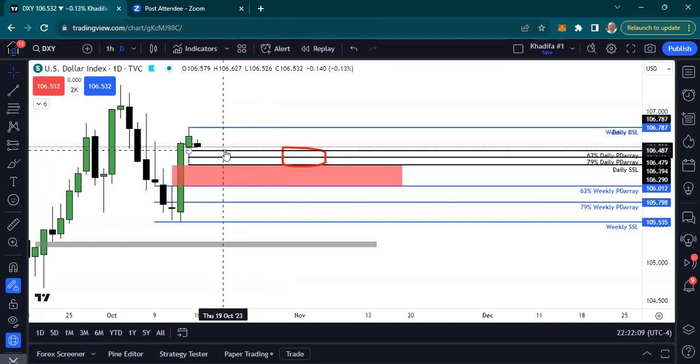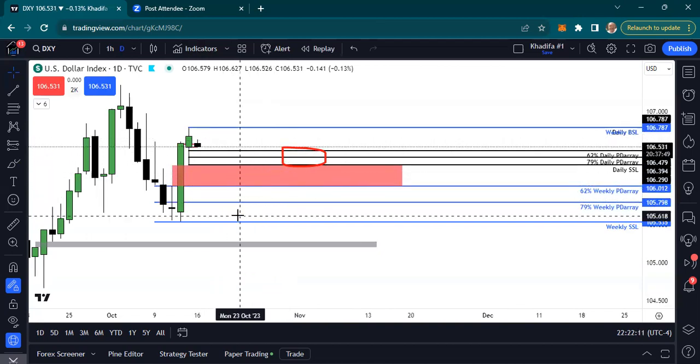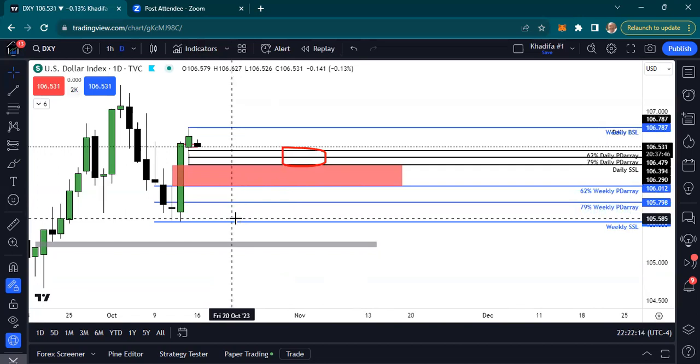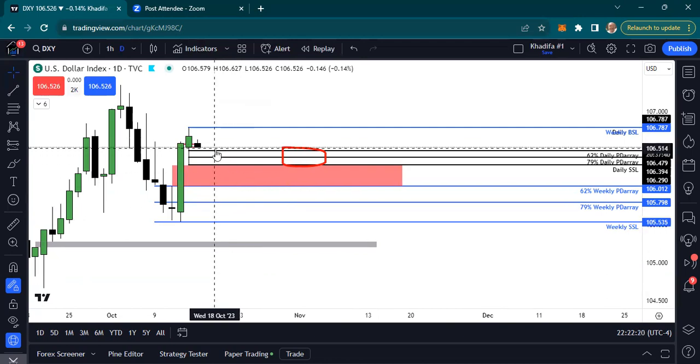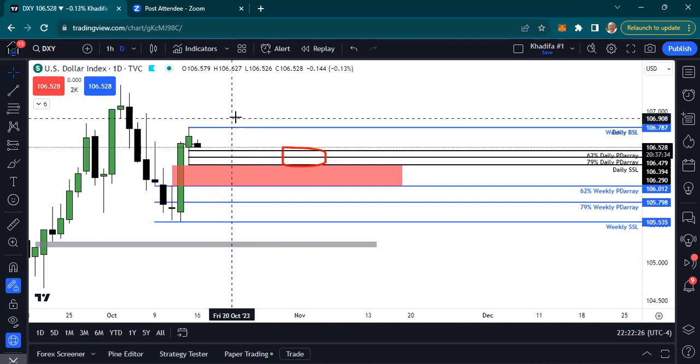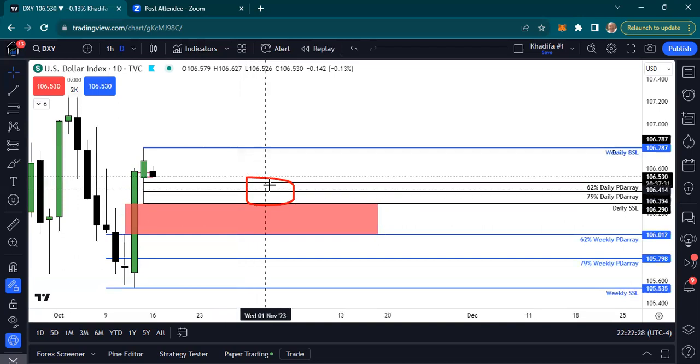But my open bias, right, is dollar to the upside. I am bullish dollar. So which direction am I leaning towards the most, and what side of the dollar am I on the most? I am on the bullish side of the dollar the most. I have the dollar going higher this week. And so I just outlined where I wanted to see us pull back to.